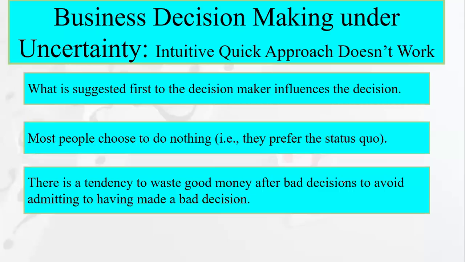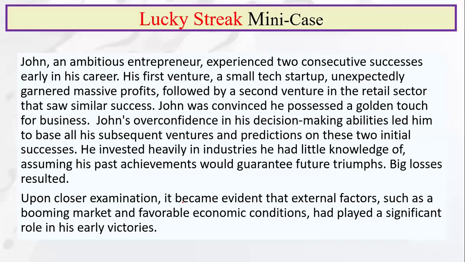So an intuitive, quick approach doesn't always work. Uncertainty is uncertainty. So what is suggested is that first you need to make a decision maker to see all the influences on the decision. Okay. Most people choose to do nothing, so doing nothing is also an option. There's a tendency to waste good money after bad decisions to avoid admitting to having made a bad decision. So these are all people's tendencies.